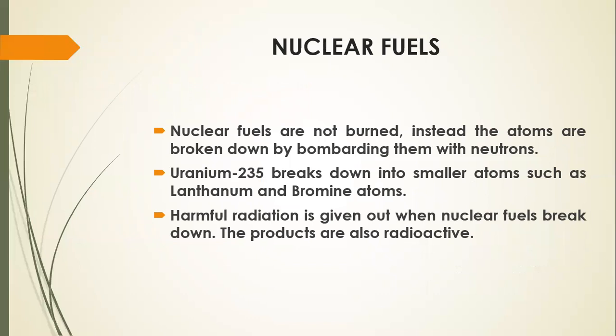But remember, nuclear fuels, we are not going to burn them. In place of that, the atoms are broken down. How are they broken down into different nuclei? When high energy neutrons bombard this unstable nucleus, it breaks down to smaller atoms such as lanthanum and so on. Sometimes even after breaking it down, you will get new radioactive materials. The products are also found to be radioactive.